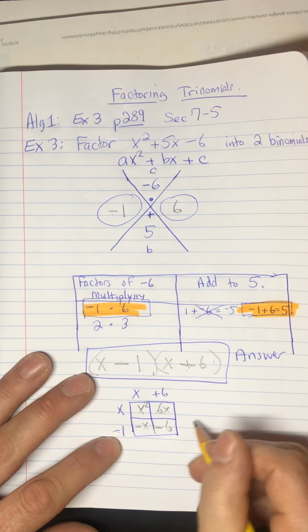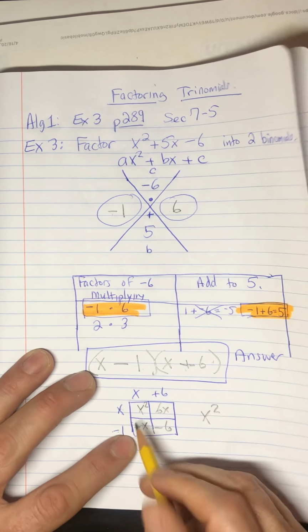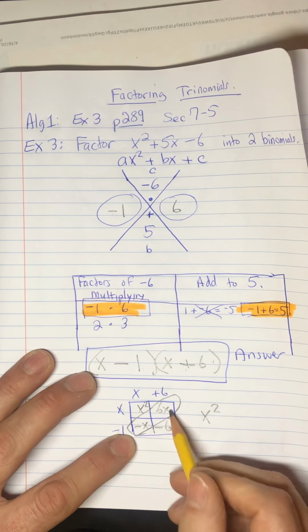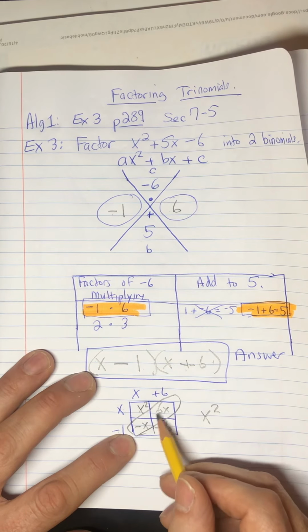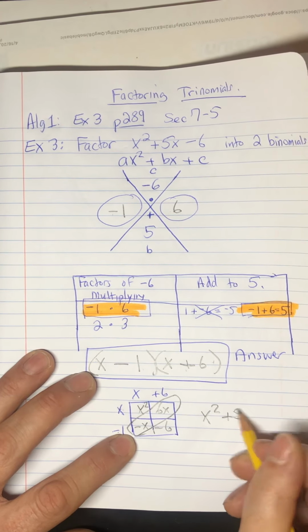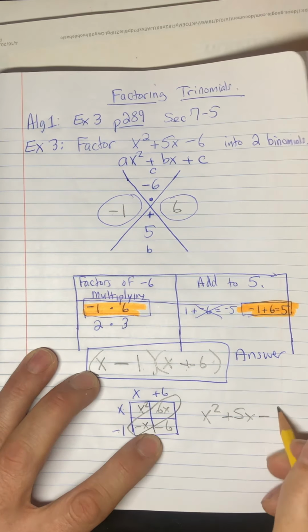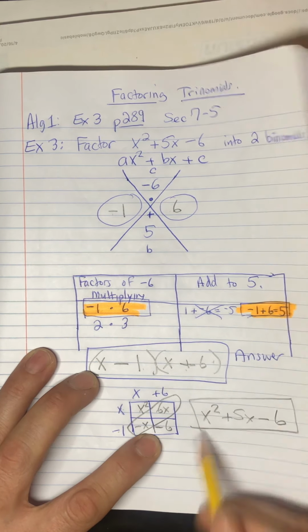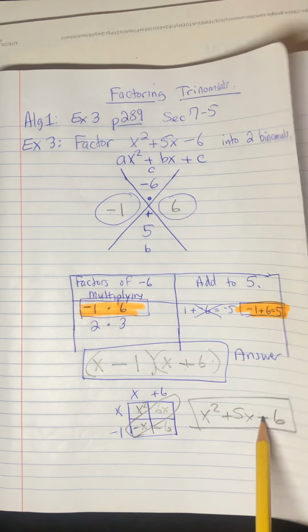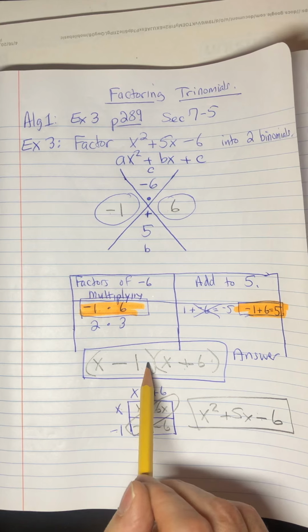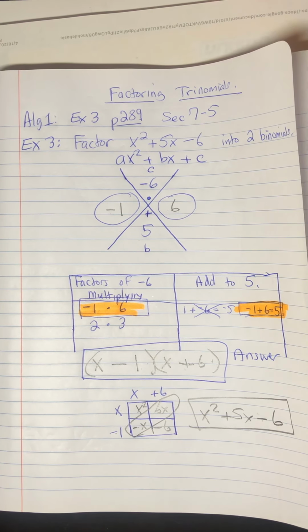Let's add all the boxes together and we get x squared. Aren't these like terms? Let's add them. What's -x plus 6x? Isn't that positive 5x? And then last, we got -6. Yes, that's what we started with. This is not the answer. We just checked the answer. Here's the answer up here. And we are done. Thank you.